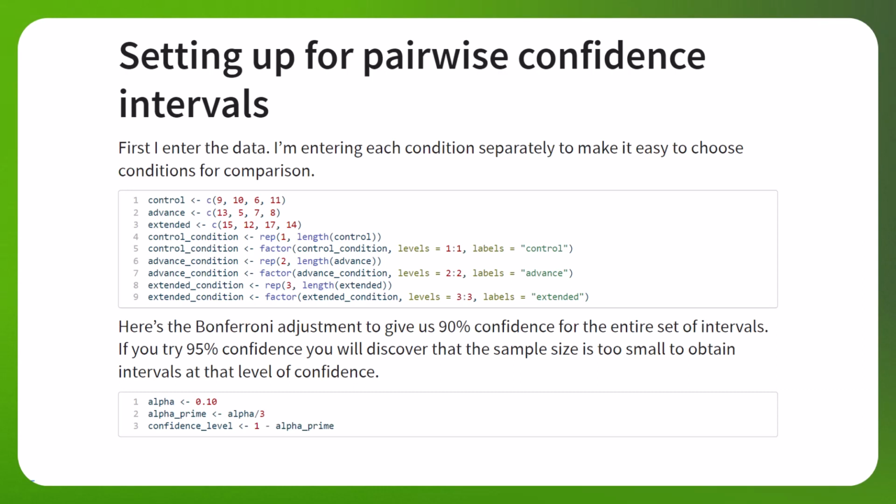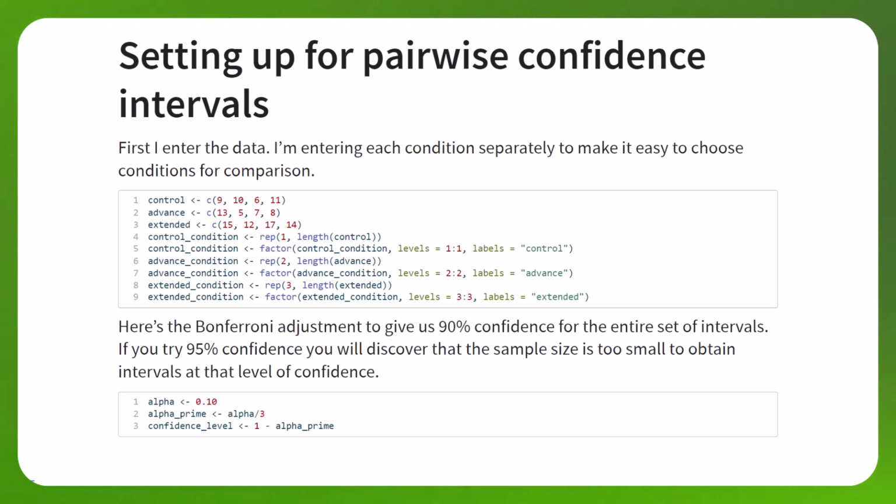Here I'm setting up for the pairwise confidence intervals. First, I'm entering in the data for each of my conditions, the control, advanced, and extended. And then I'm creating factors for each of the conditions, and I'm doing that separately. The reason I'm doing it separately is that it's going to make it easier for me to combine 2 conditions at a time, as you'll see in a moment.